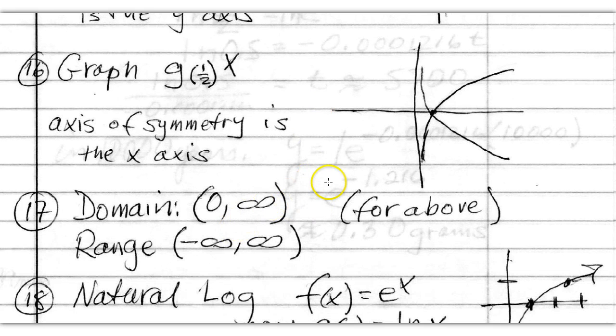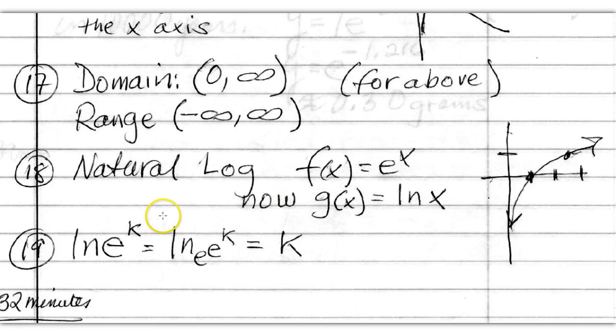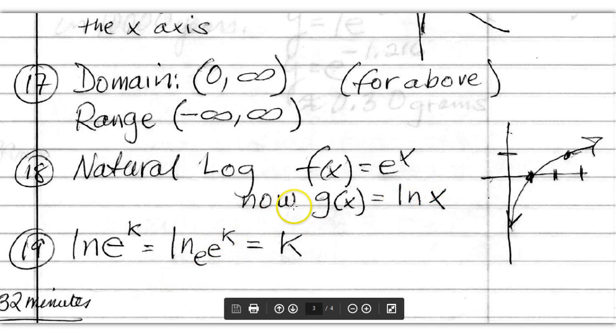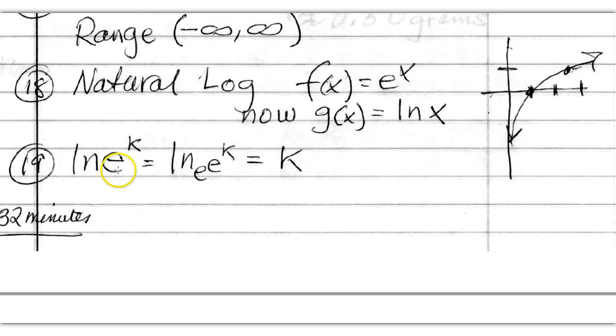Okay, we talked about the domain. We then graphed the natural log, and instead of going through a 2 here, it goes up to about a 2.7. Okay, and we mentioned something about it, which is a very important thing. When you have the natural log of e to the k power, this always ends up being just the value of k.